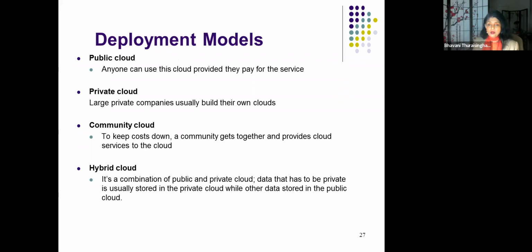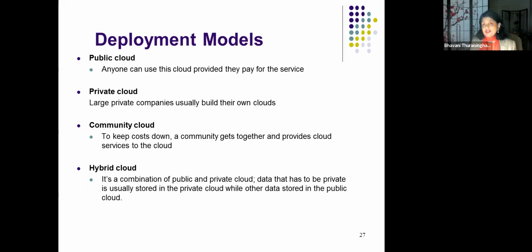Now, what are the deployment models? There is a public cloud like Amazon. Anyone can use this cloud, provided they pay. Private cloud, because of security reasons, right? Sometimes the private companies, and especially large companies, can afford to build their own cloud, or agencies like, say, the Department of Defense. They wouldn't want to use the public cloud and share all the data, because security is a major consideration. So they build their own cloud, and that's the private cloud.